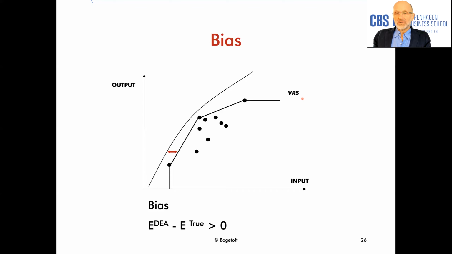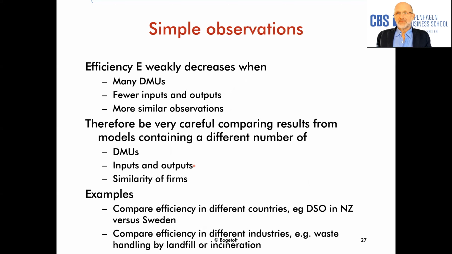Okay. And of course, if you have few observations, maybe you didn't have this one, then you would have an even more conservative estimate of the production possibilities. So this bias problem impacts the efficiencies. We know that the input efficiency E decreases when you have many observations, and also when you have few inputs and outputs.